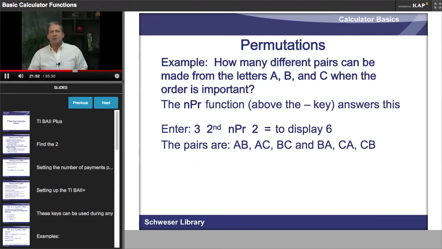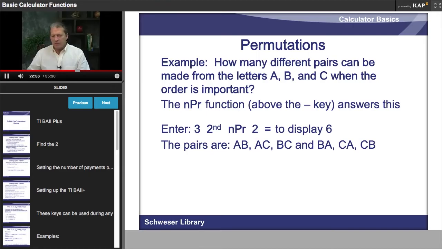Now, when order does actually matter, then we're talking about permutations. So now we're going to count AB and BA as 2 different pairs when we talk about permutations, because with permutations, the order matters. Understand you're going to get a bigger number with permutations than with combinations because we are double counting each pair here with reversed order. So it functions exactly the same: enter 3, take that second function, permutations, and then 2, and then equals to display 6.